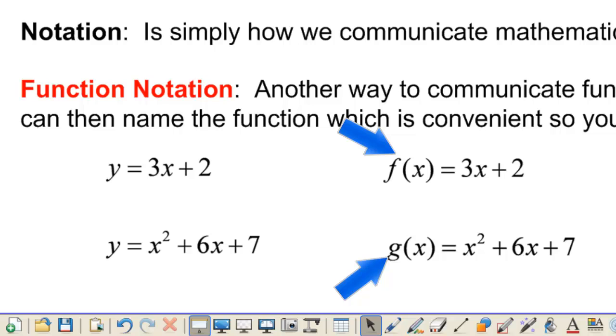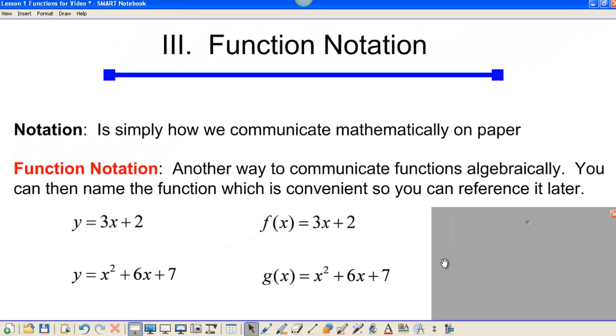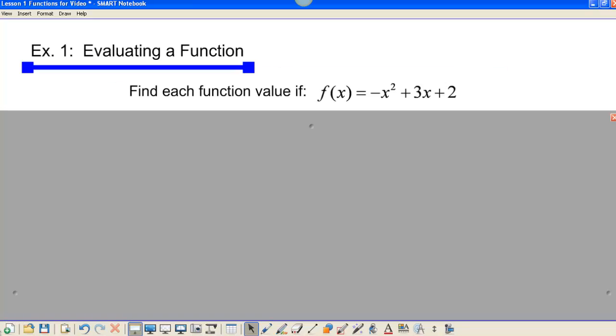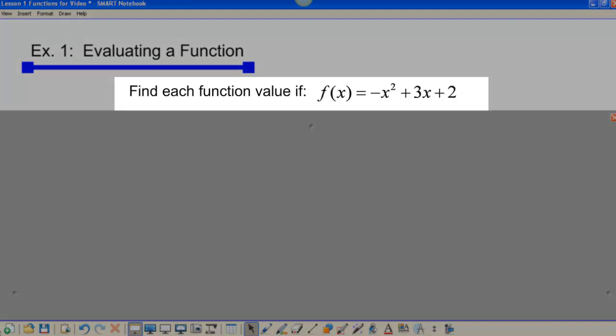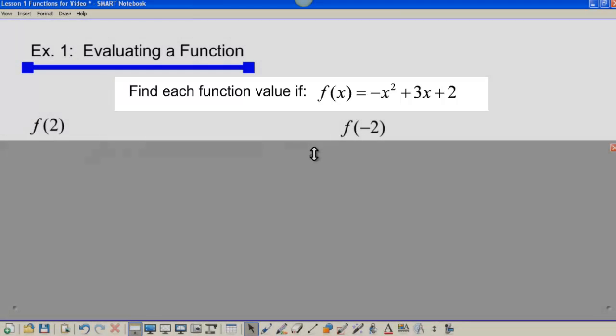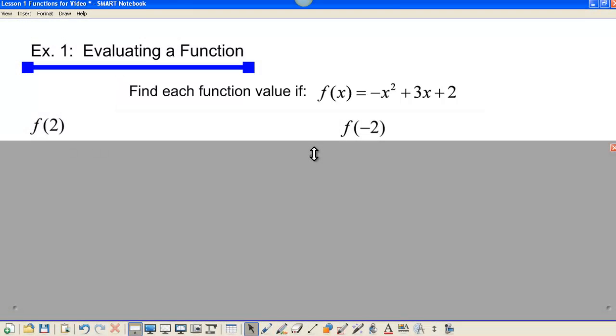And when you look at f of x and g of x, you never do anything mathematically with those sides. And on the next slide, when we evaluate a function, that'll become a little bit more clear. When you say this out loud in class or to a teacher or to another mathematician, you read it as f of x equals 3x plus 2 or g of x equals x squared plus 6x plus 7. So how do we evaluate a function? I'm going to give you the function named f, which is negative x squared plus 3x plus 2. I'm going to have us evaluate f of 2 and then f of negative 2.